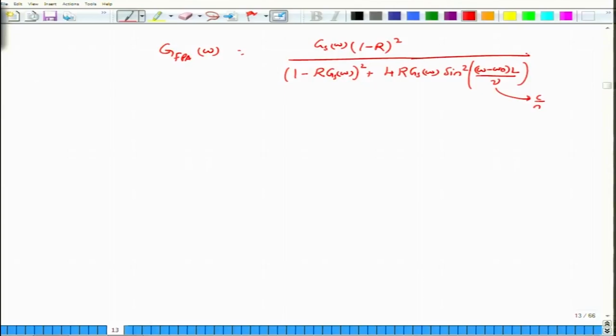Okay. Because sine square is an oscillatory function, the overall gain will be an oscillatory function. Omega 0 is called the design frequency. It is the frequency at which the gain will be maximum. Okay.